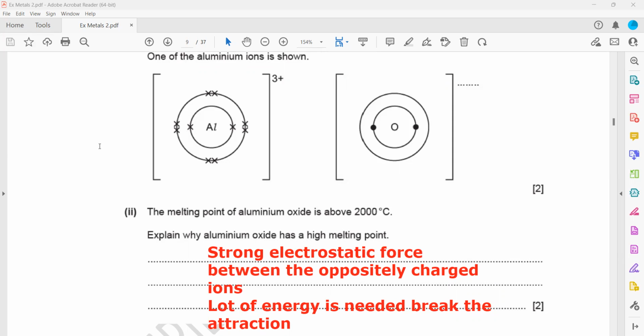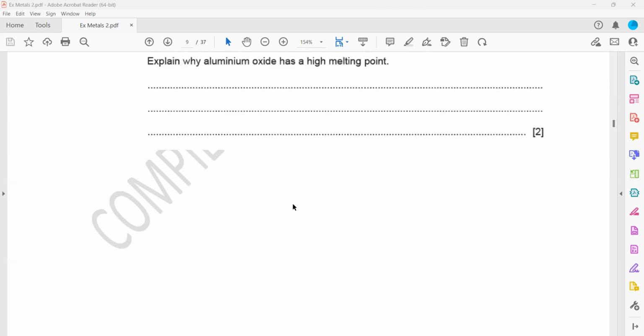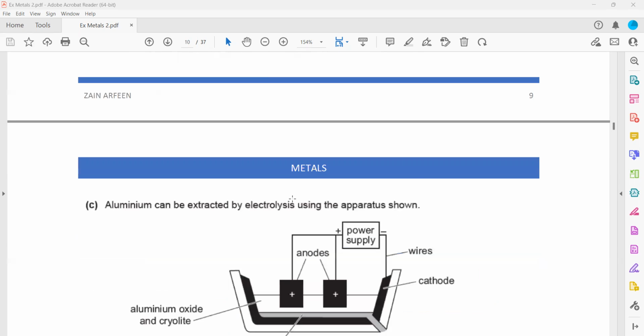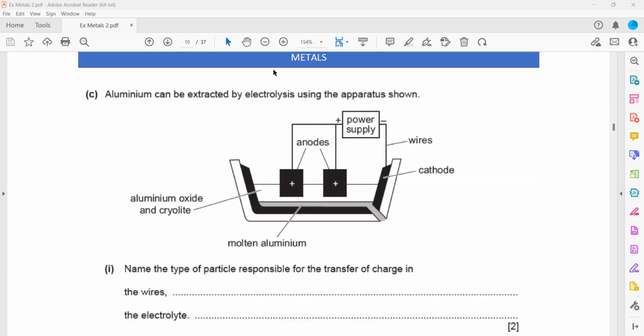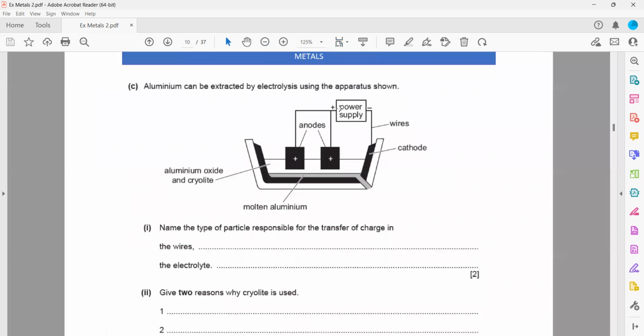So what chapter is this? This part is specifically from bonding and structure, but the main exercise is related to metals and the extraction of metals. In chemistry you don't find a whole question from one chapter. One part belongs to chapter 1, another to chapter 4. They are related to each other.